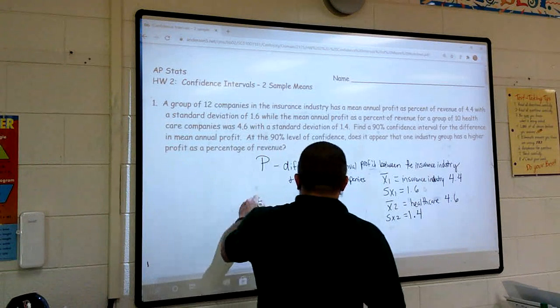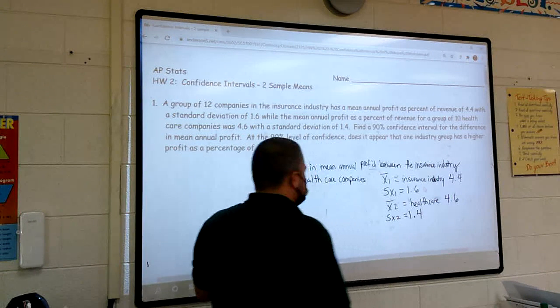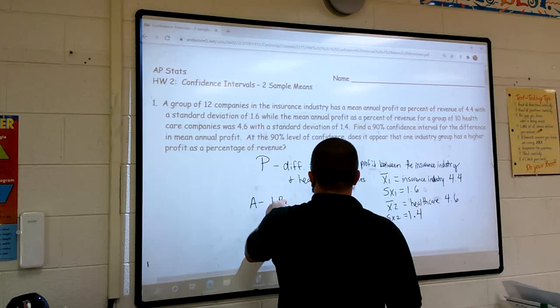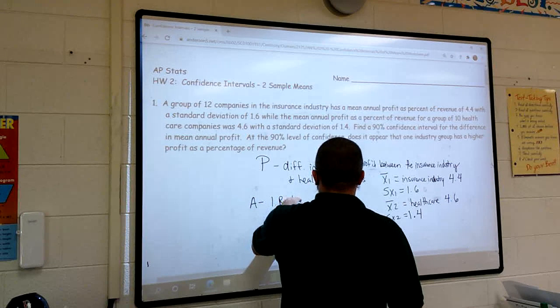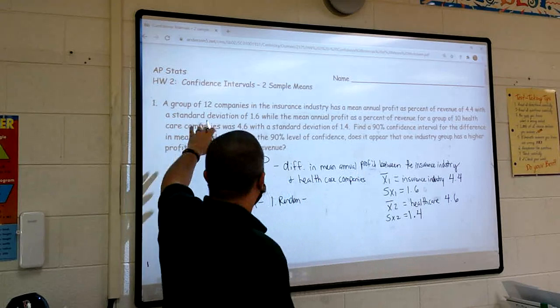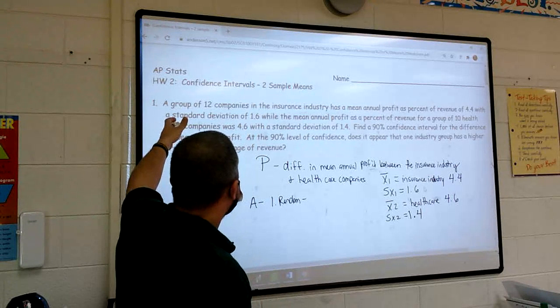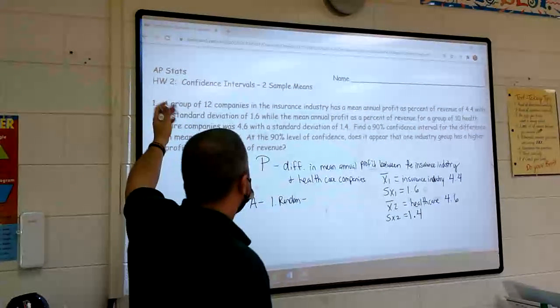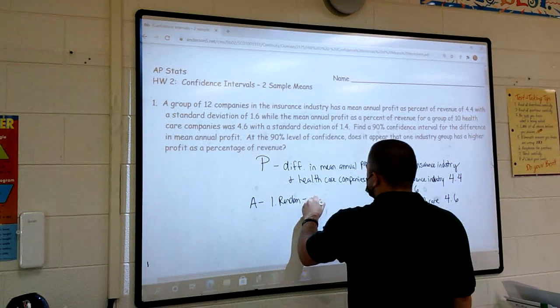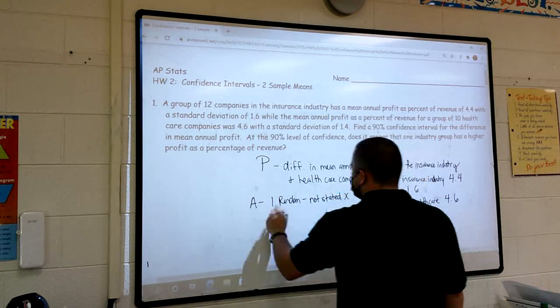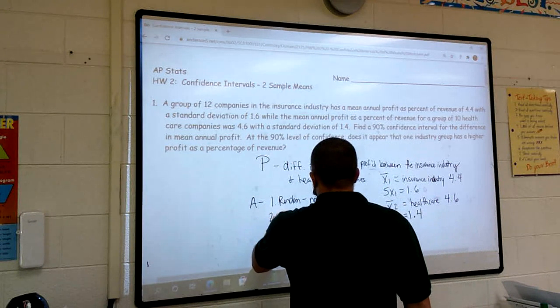Now, A is our assumptions. In our assumptions, remember, we have to make sure, number 1, that it is random. Do we see that it's random? No, I don't see it. So random is not stated. Okay? So we go to number 2, and we see it's independent.